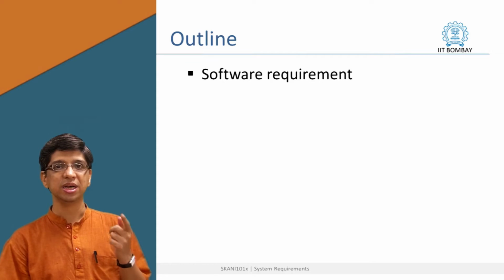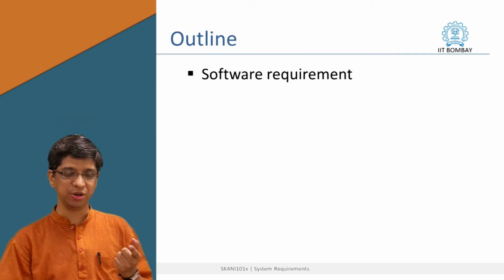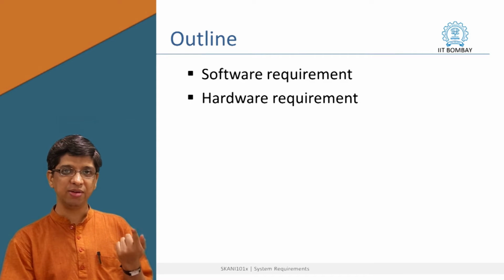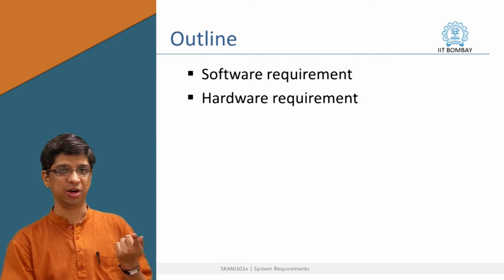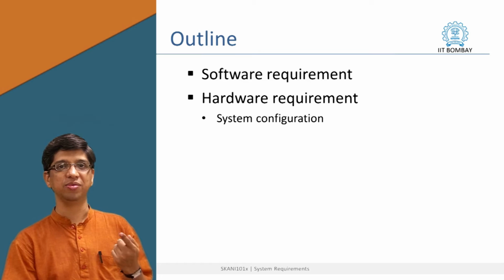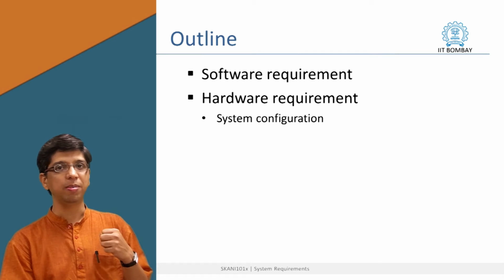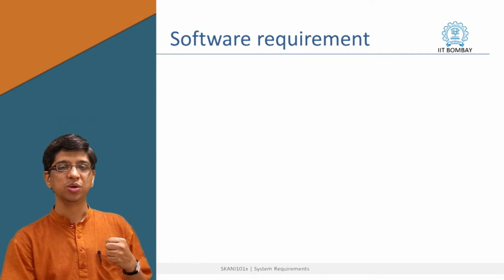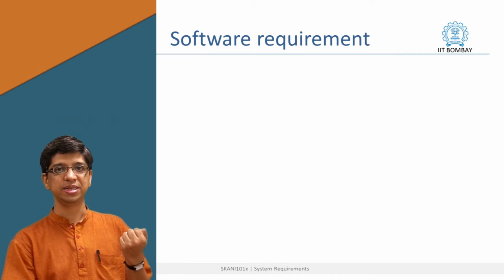In this session, we will see three parts. One is what all software is required on your computer, what all hardware should be there on the computer or the peripherals, and thirdly, what kind of configuration of your computer will help in getting the optimum output of the software. So, let us start with the software requirements.